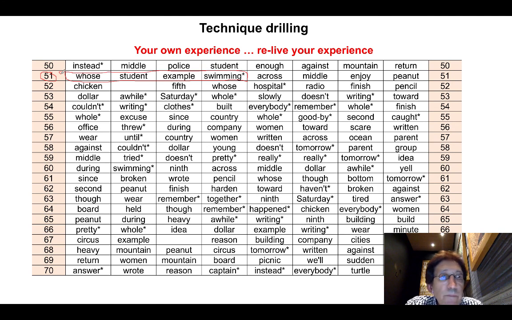Okay. Swimming. So it's whose, student, example, and swimming. Well, I chose swimming. Now I don't want you to think at all of the other 3 words. You focus on your story with swimming, and the other words are going to show up. Okay, magically. Yeah.